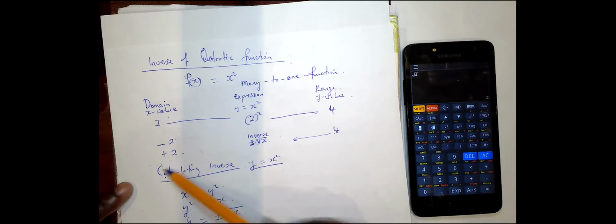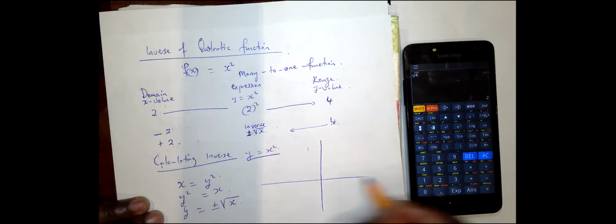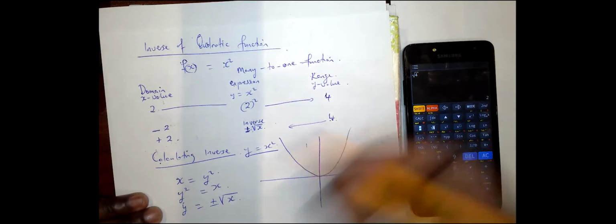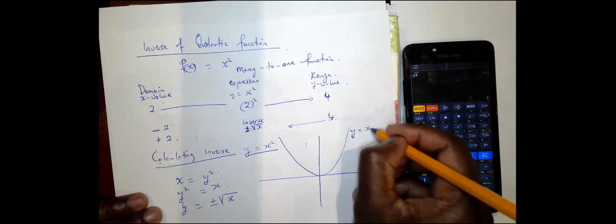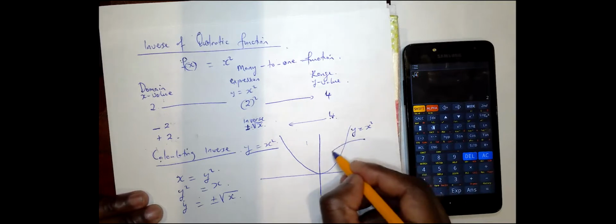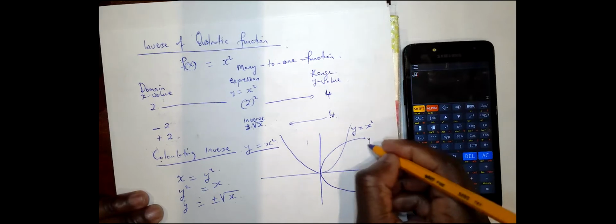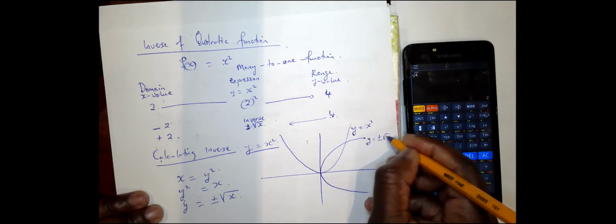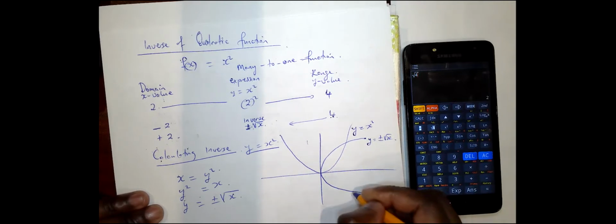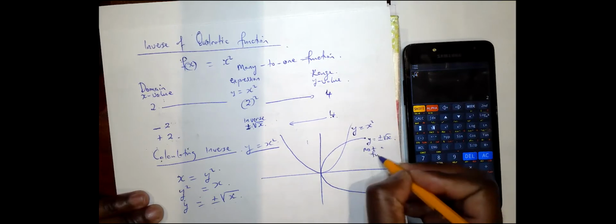We're getting two values of y, and how do you draw it? Here's a sketch. This is the graph of y equals x squared, and the graph of root of x is like that. The graph of this one is y equals plus minus root x. But in this case, this one is not a function at all.